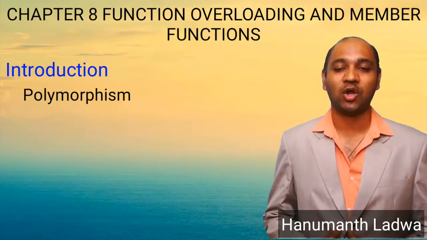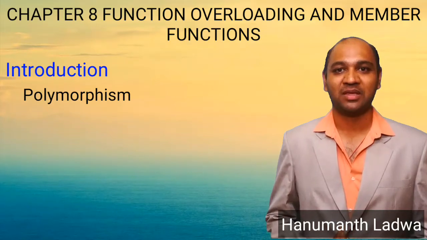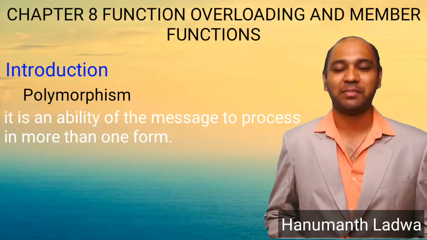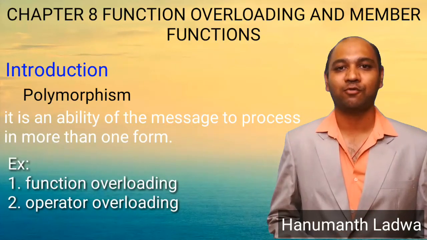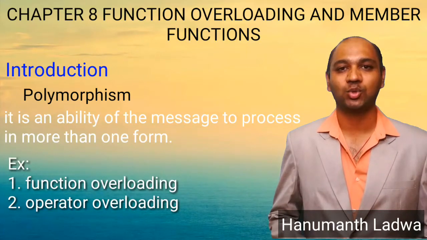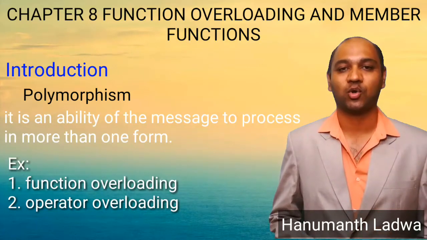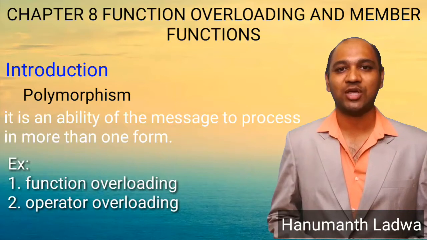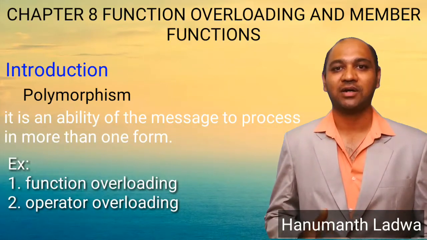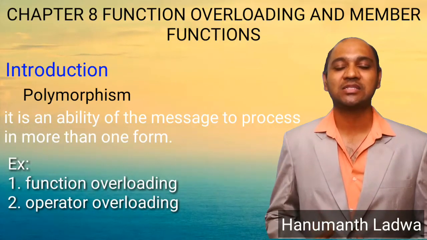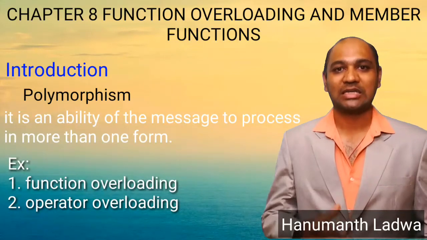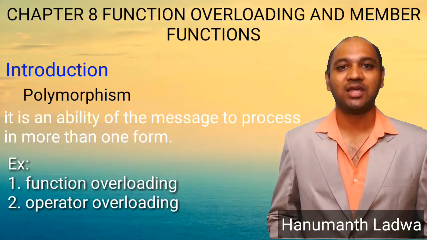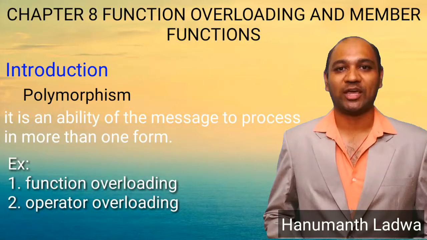Now let us study the next most important characteristic of object oriented programming, that is polymorphism. Let us recall the definition of polymorphism. Polymorphism is nothing but the ability of a message to be processed in more than one form. The best examples for polymorphism are function overloading and operator overloading. Here the same message can be processed in a different way at different instances of time. In this particular chapter we are going to study function overloading.